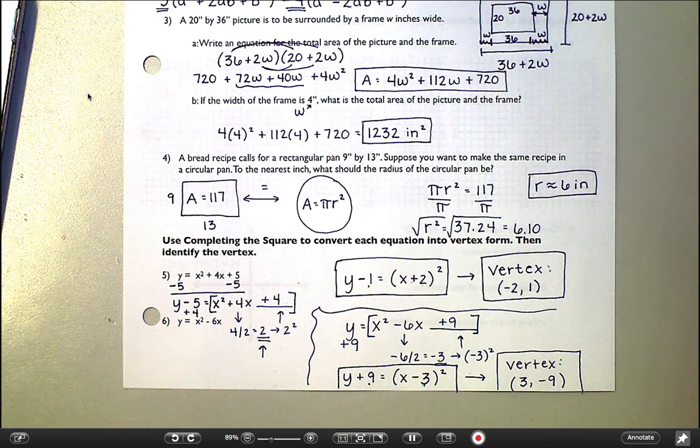All right, so that does it for this first page. I will go ahead and get a second video going for the second page.